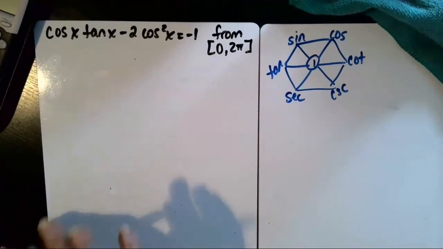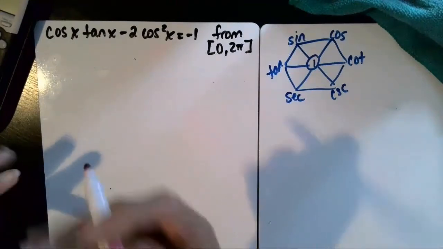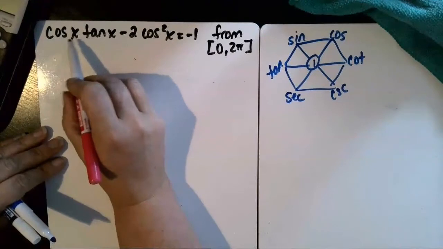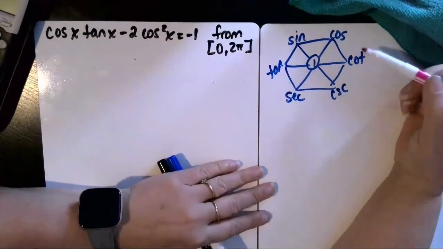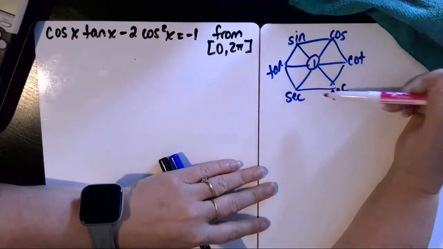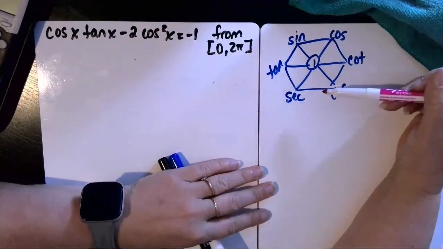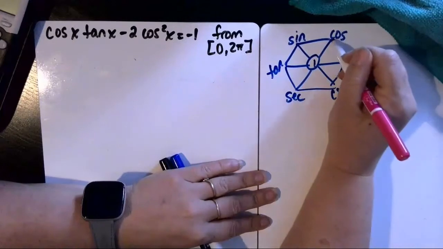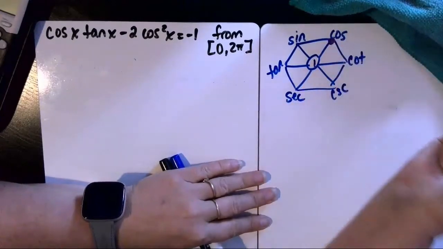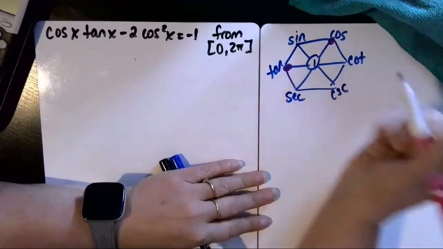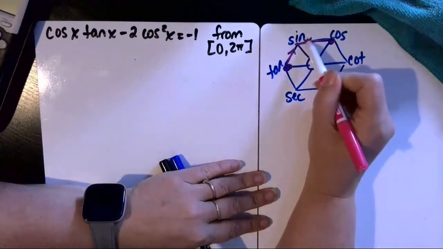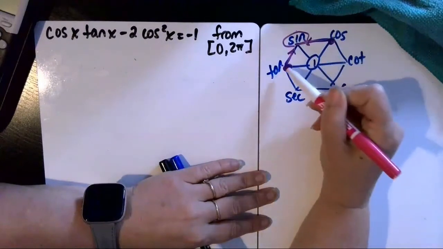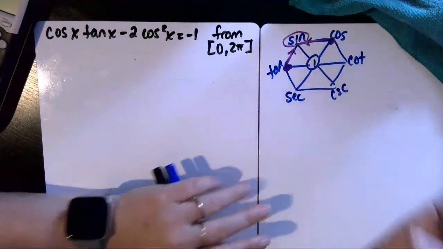So first thing we want to do is take a look at this cosine times tangent. Whenever we see a product, we can go over to our Trig Identity Hexagon that helps us recall the fundamental trig identities, and a product is always a hinge. So here's our cosine, here's our tangent, and they meet in the middle with sine as the hinge. So the product of tangent and cosine is sine.